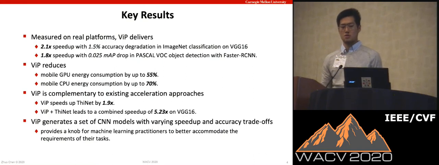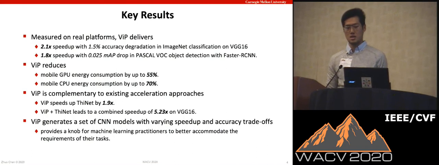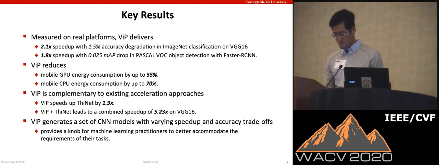So VIP will generate a set of CNN models with different speedup and accuracy trade-offs. It provides a knob for machine learning practitioners to better accommodate the requirements of their tasks.